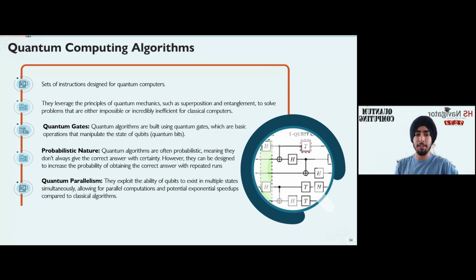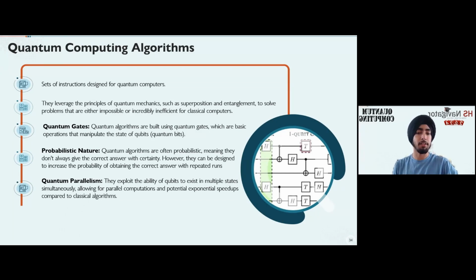Some of the properties of these algorithms are things like quantum gates. In normal computers, you have AND, OR, and other sorts of gates like that. Quantum gates are used for quantum computers. They're probabilistic, so they don't always get the correct answer with certainty. Let's say an addition algorithm on a classical computer will always return the right answer. A quantum computer might not give the right answer all the time, but it'll give an answer much faster, and there are ways to manipulate the algorithm so it'll get you the output that you want.